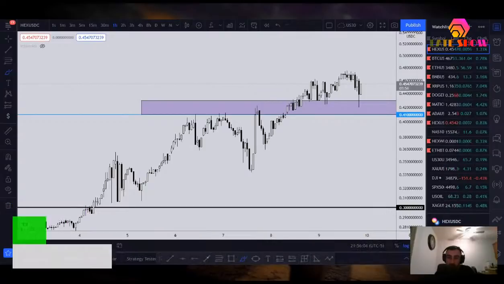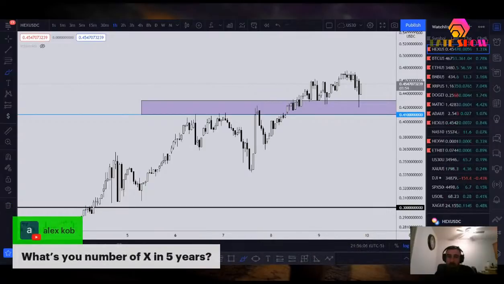What's my number of X's in 5 years? It depends on the price. Look at Bitcoin's model. Bitcoin was at a 6.5 million X to get to 65K. Take that number and subtract some years, and that's probably what you're going to see in Hex. 6.5 million X. It took Bitcoin 10 years, and let's say 7 years for Hex to do a 6.5 million X from the January 5th bottom of 2020.